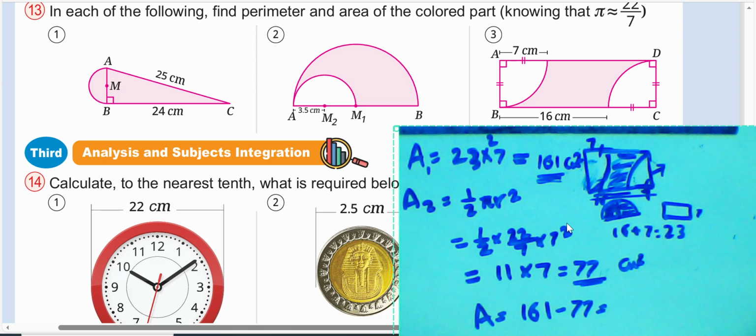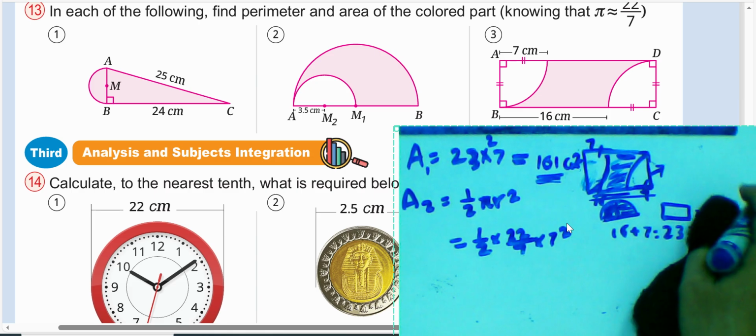161 subtract 77. The result will be 84 square centimeter. The area will be 84 square centimeters. It's the area of the shaded part. Now I will find the circumference.